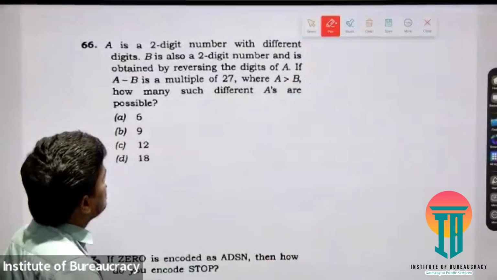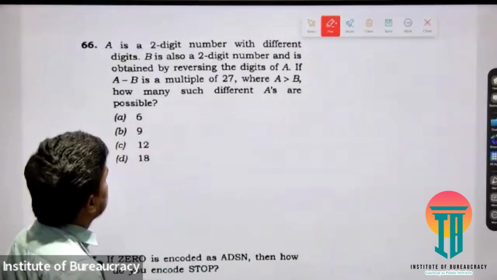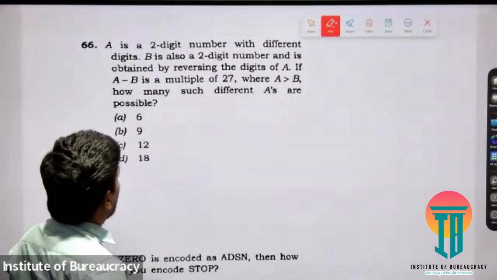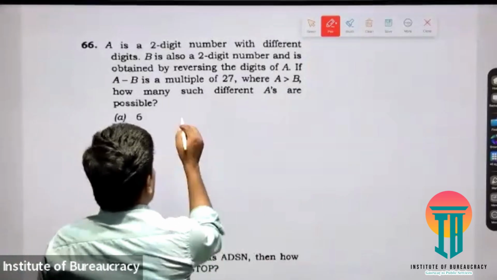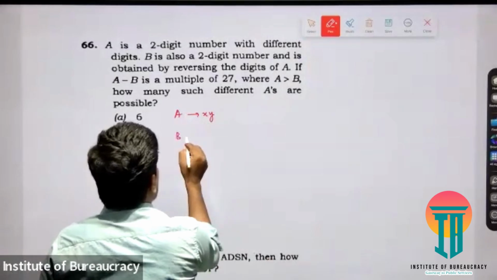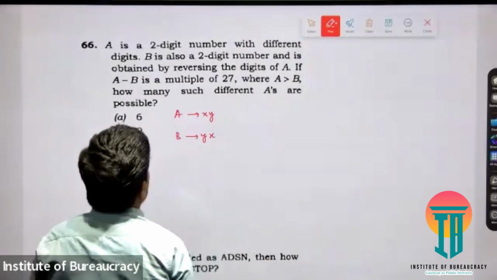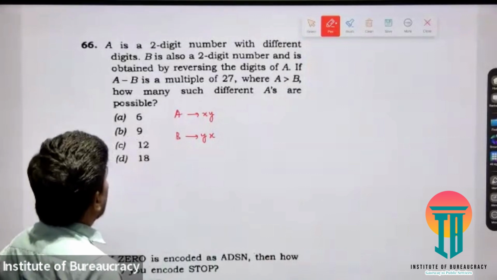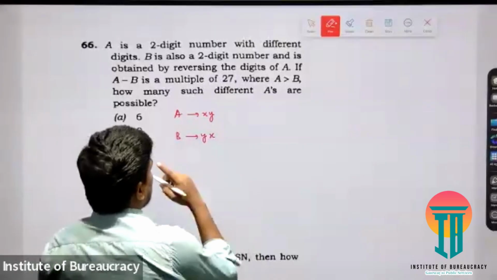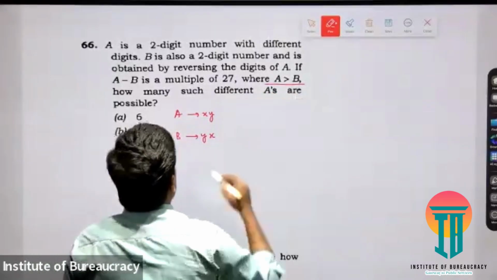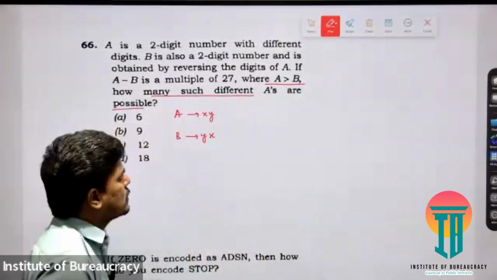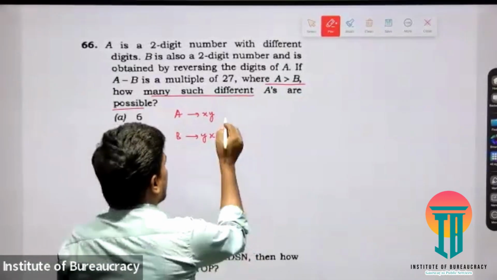A is a two-digit number with different digits. Okay. B is also a two-digit number and is obtained by reversing the digits of A. So A is a two-digit number means XY. B is the two-digit number means YX. A minus B is a multiple of 27, where A is greater than B. How many such different A's are possible? It's the question.